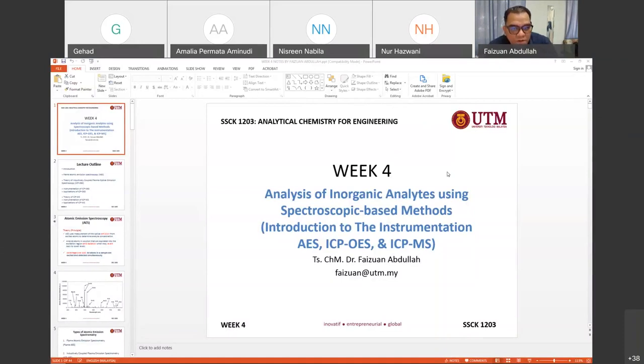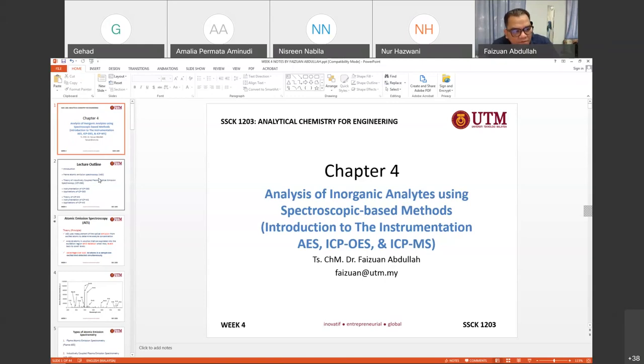Okay, for this week, we will continue. Actually, it's not week four, chapter four. For this week, we will continue the discussion on the spectroscopic based methods, which are AES, atomic emission spectrometry, ICP-OES, inductively coupled plasma joined with OES, optical emission spectrometry, and ICP-MS, inductively coupled plasma mass spectrometry.